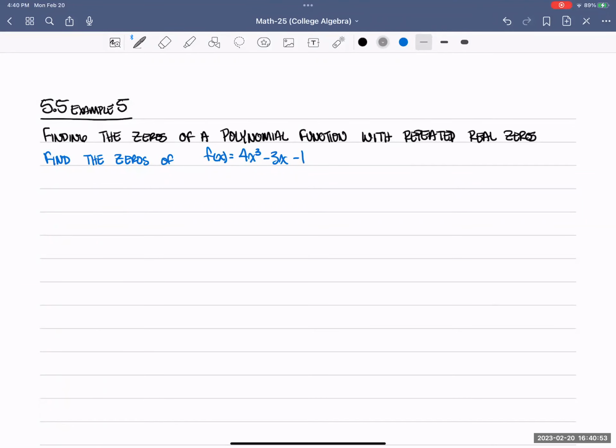Section 5.5, example 5, finding the zeros of polynomial functions with repeated real zeros. So find the zeros of f of x equals 4x cubed minus 3x minus 1.